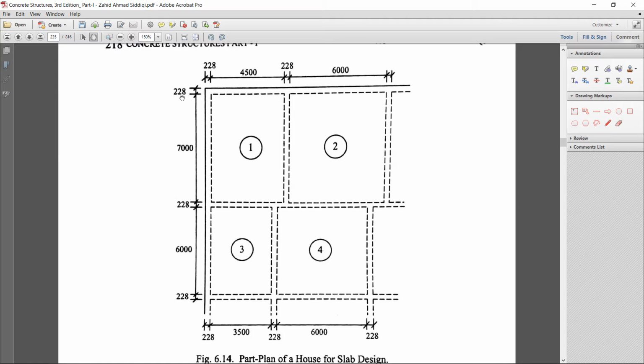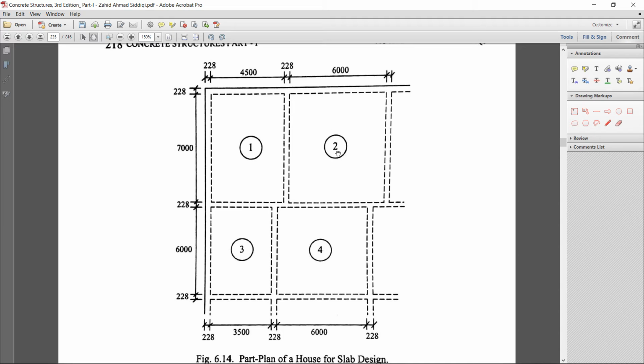Here the clear lengths and the supports, the first condition is being met, that all slabs are supported by edges. This is also wall, this is either wall or beam. All slabs are supported by edges. For slab panel 1, this edge is discontinuous, this edge is also discontinuous, and this edge is continuous. Similarly, this edge is continuous.